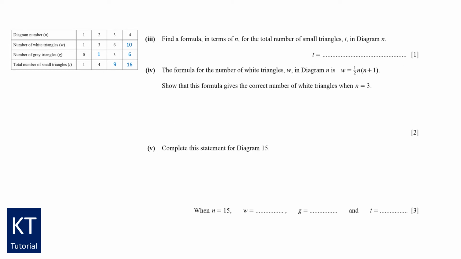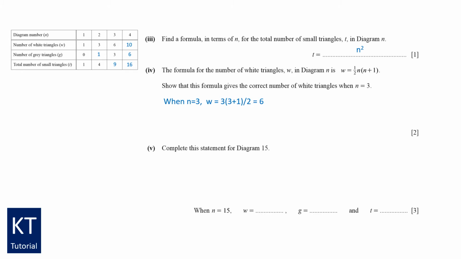Next, find a formula in terms of n for the total number of small triangles T in diagram n. T equals n squared. Next, the formula for the number of white triangles W in diagram n is as stated. Show that this formula gives the correct number of white triangles when n equals 3.